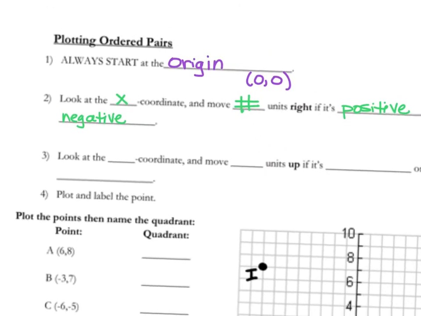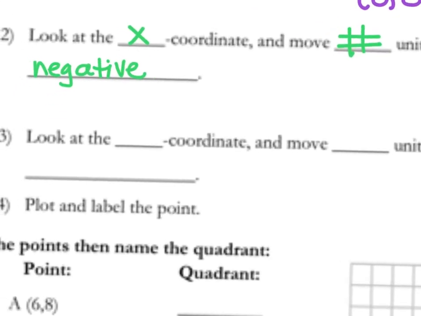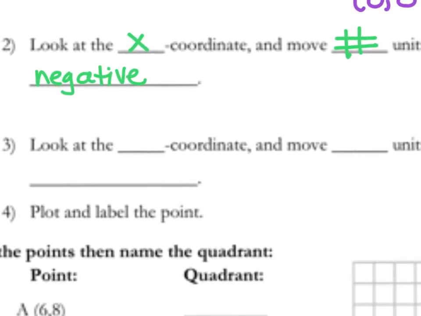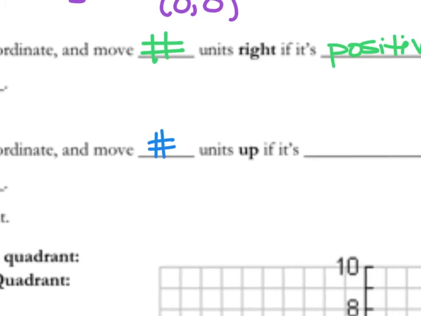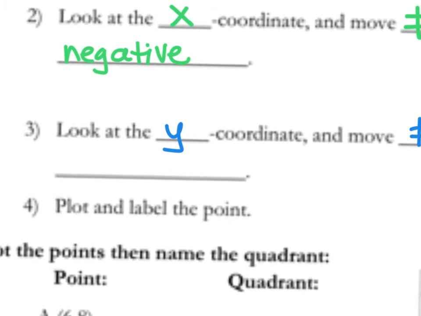There we go. Okay, so again, start at the origin, look at the x coordinate. Move left or right depending on positive or negative. And for the y, then we're going to move up or down. So my y coordinate, we're going to move whatever that number is. Whatever that number is, we're going to move that many units up if it's positive. Okay, positive is up. And likewise, we're going to move down if that value is negative.